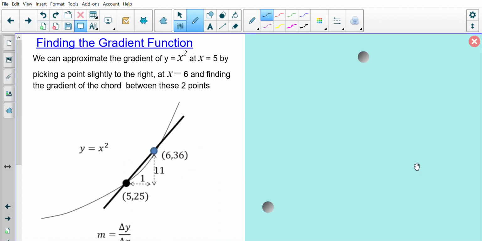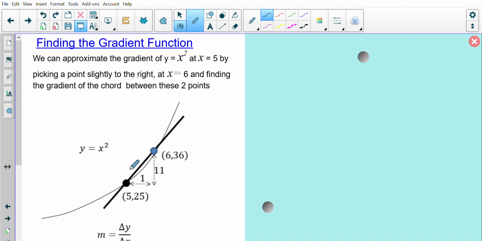So what we're just going to look at now is where that rule comes from. Okay, so this is for interest only, but we're going to look at where the rule comes from and how we find the gradient function.